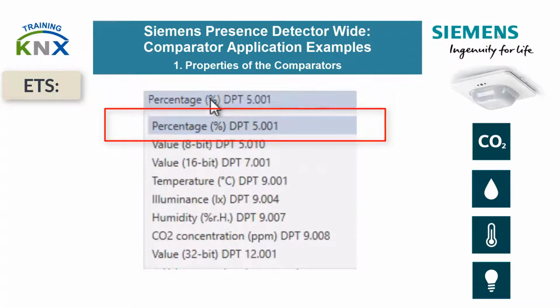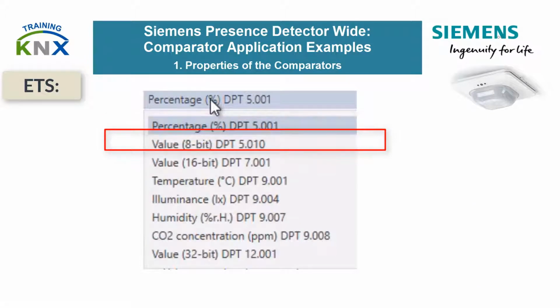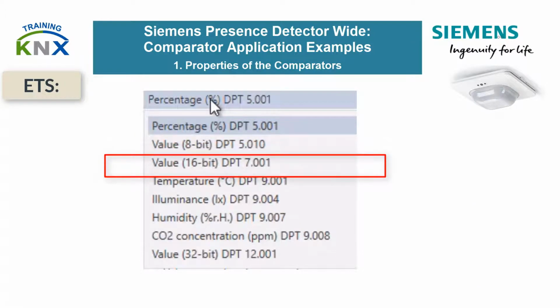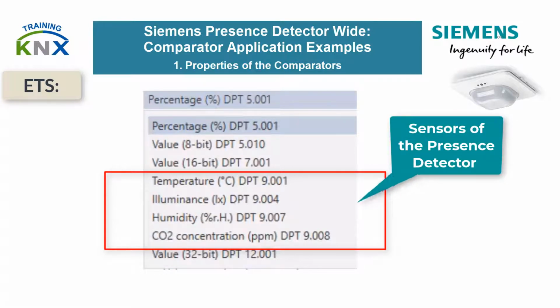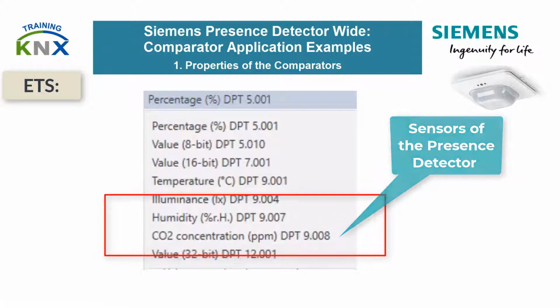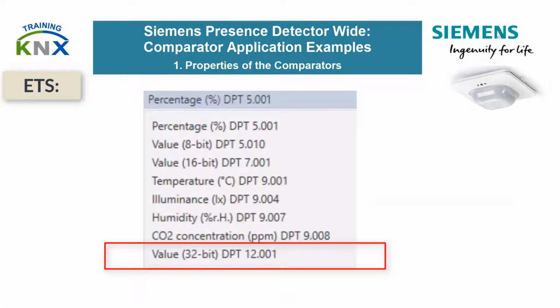5001 percentage, 5010 count value, 8-bit unsigned, 7001 count pulses, 16-bit unsigned, 9.xxx in general, explicitly 9001 temperature in Celsius, 9004 brightness value in lux, 9007 relative humidity in percent, 9008 parts per million, and finally 12001 count pulses, 32-bit unsigned.